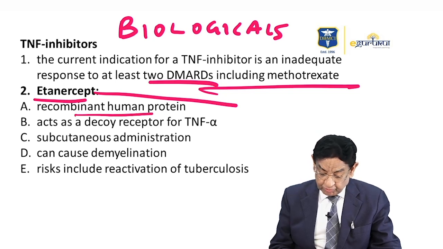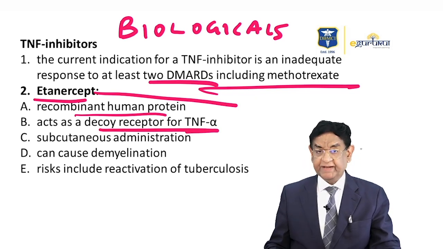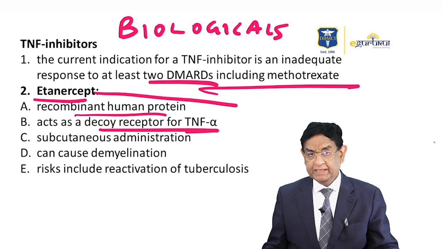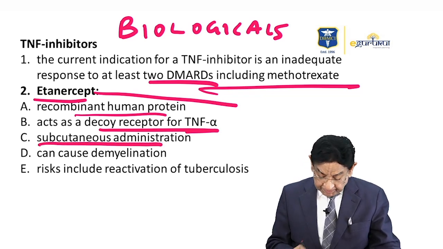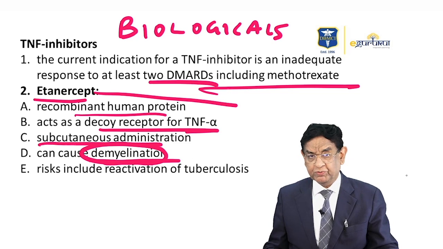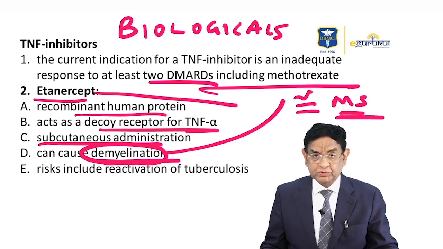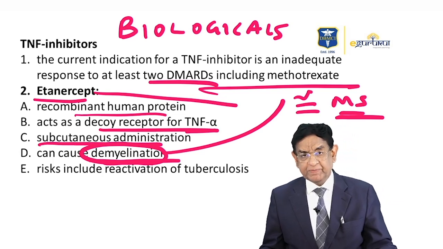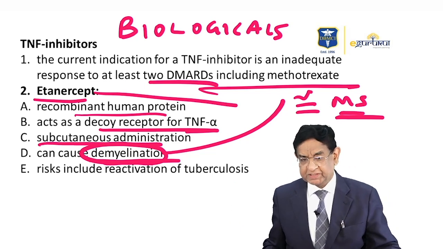It is a human protein, a monoclonal antibody, and they block the TNF-alpha receptor. As I told you, they are all TNF-alpha neutralizing drugs. It is given as a subcutaneous injection. But it can lead to demyelination. This is a very, very important point that you got to know. So it can produce a picture mimicking multiple sclerosis. So a patient may or may not go away from RA, but she will end up with another problem of multiple sclerosis.